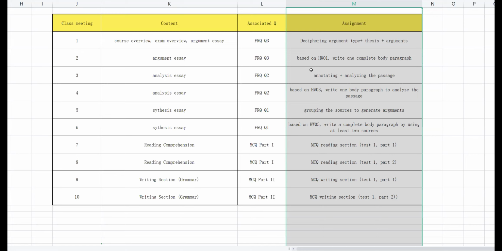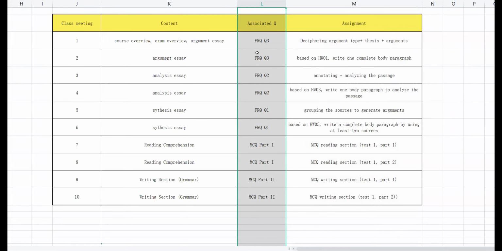After today's class, your assignment will be that I will forward you the prompts from previous years, and your job is to choose whatever prompt you want and decipher the argument type. We'll talk about that: what do we mean by argument type? Based on the argument type, you can brainstorm arguments, and from your arguments, you will generate your thesis. This column right here indicates your assignment after each class meeting. And right here is our schedule.